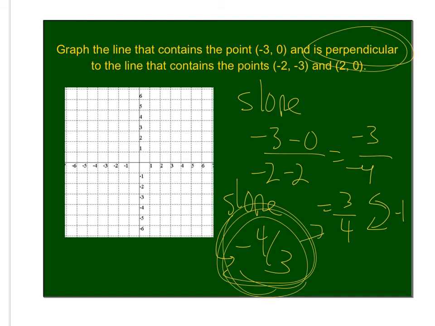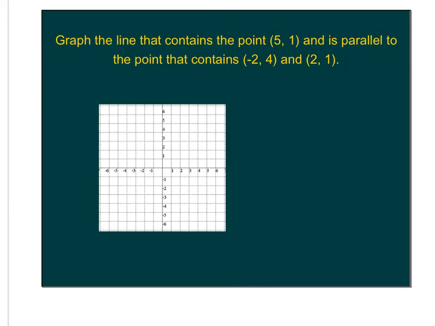So now when I go to graph this, negative 3, 0 is right here, but I want this slope. So I want to go down 4 over 3. Down 4 over 3. So it's going to look something like that. That's the line. It contains negative 3, 0. It's perpendicular to the line that contains negative 2, negative 3, and 2, 0. So it'll be perpendicular to that line, which it looks like it is. So it passes the eye test.